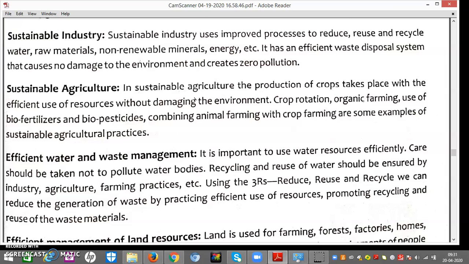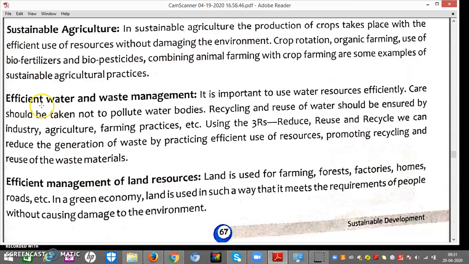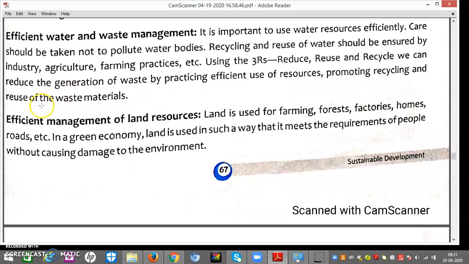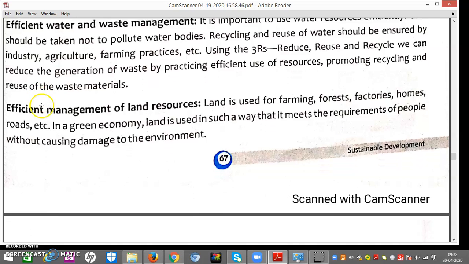Sustainable industry which reduces, reuses and recycles. It has an efficient waste disposal system that causes no damage to the environment. Sustainable agriculture, production of those crops that deal with the natural resources without damaging the environment. Crop rotation, organic farming, use of biofertilizers with crop farming are some examples of sustainable practices. Next is efficient water and waste management, meaning water is not to be wasted, it is to be reserved, reduced, reused and recycled.